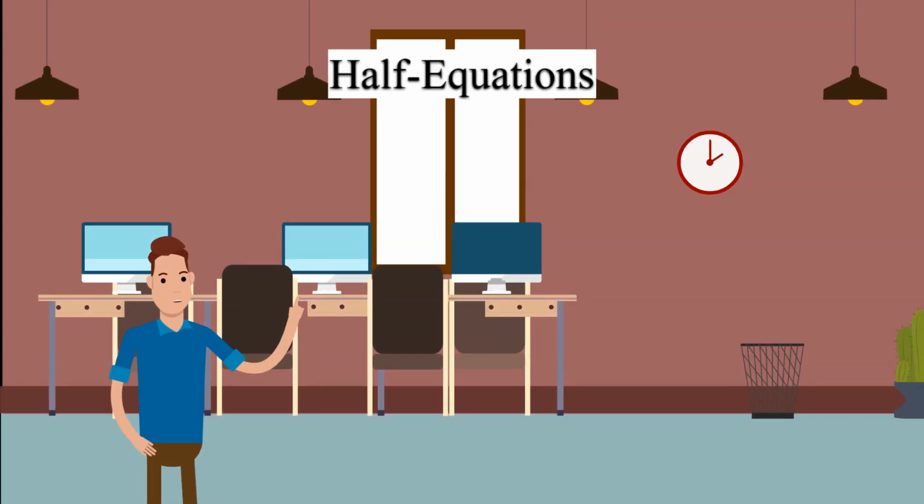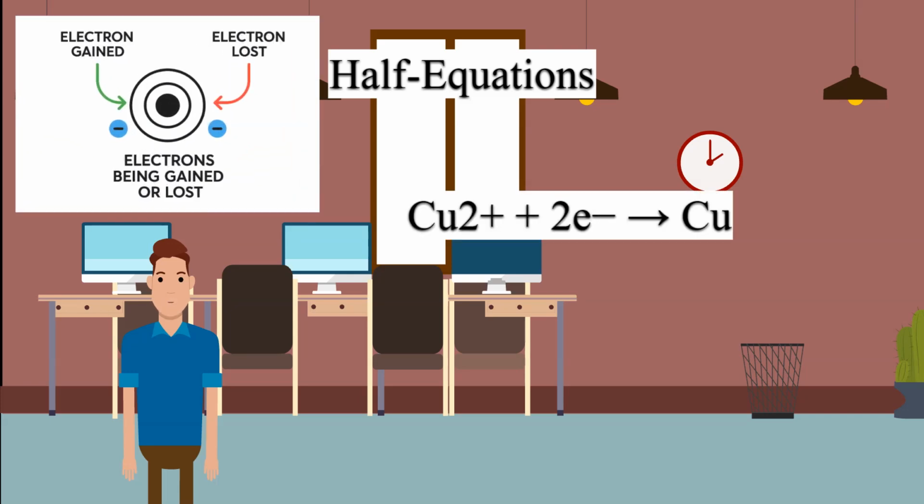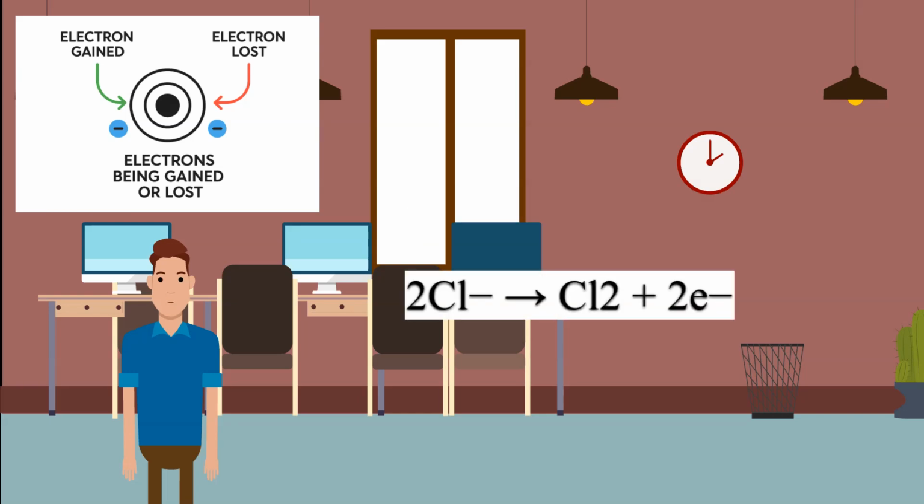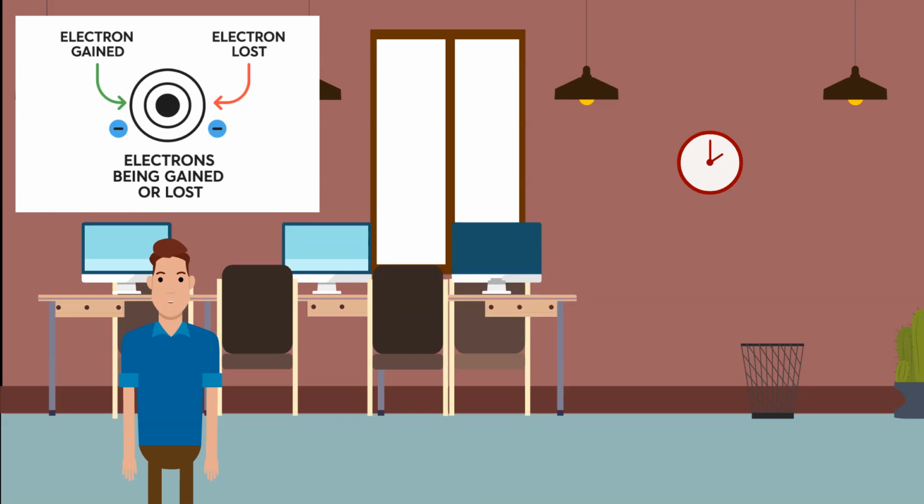We can show the reactions at each electrode using half equations. For example, copper ions gain electrons to form copper metal. Chloride ions lose electrons to form chlorine gas. Basically, gain electrons equals reduction. Lose electrons equals oxidation.